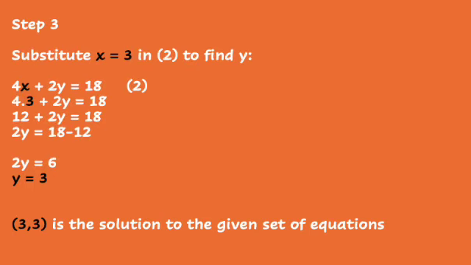Next step is to find the value of y. We already got x equal to 3. We'll substitute this value of x in equation 2. When we do that and simplify, we get 12 plus 2y equal to 18. So this gives us 2y equal to 18 minus 12, which is 6. So now dividing both the sides by 2, we get y equal to 3. So x equal to 3 and y equal to 3 is the solution to the given set of equations.